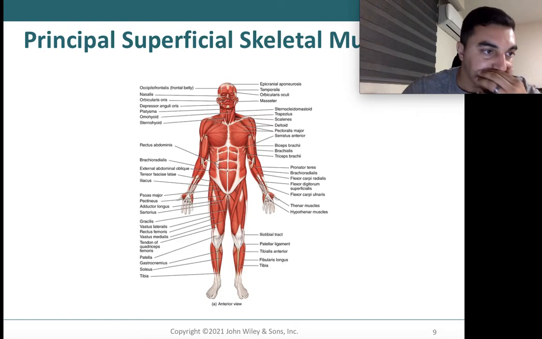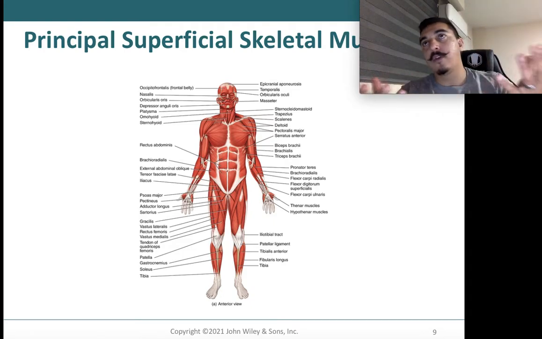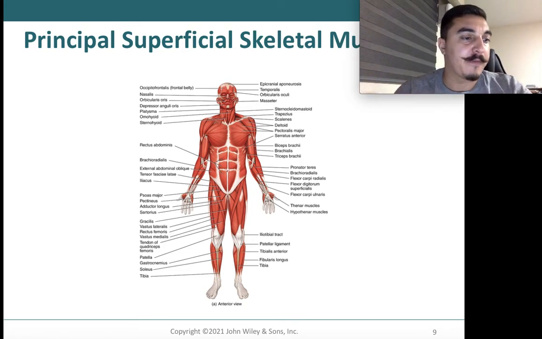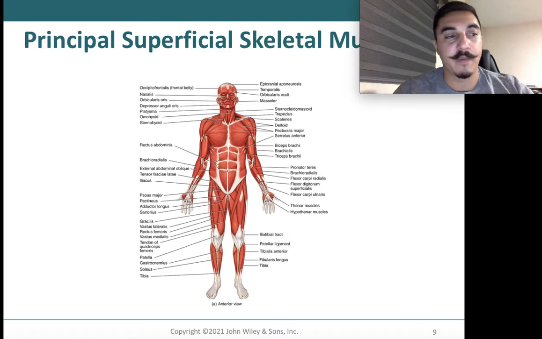So depending on its function, you can think a little bit about what the muscle is going to do. It's going to help you identify the muscle. And then we have the number of them. Biceps has 2, triceps has 3, quadriceps has 4. Okay, so that's easy to remember. Our bicep and our tricep.